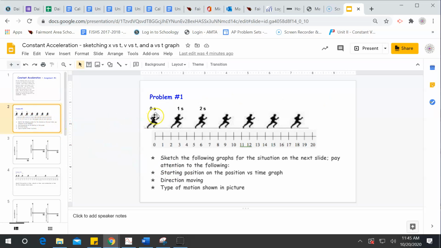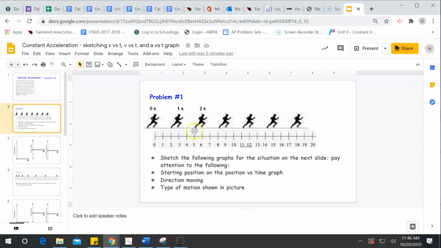5 problems. I did not label every time because I'm assuming you can figure out that each time you see a person or individual, that would represent a second of time. So what you're supposed to do is look at this, and then you're supposed to sketch the graph. Pay attention to the following. You're going to pay attention to what's the starting position, and I have my grid down here, the direction that it's moving, and then the type of motion shown in the picture.